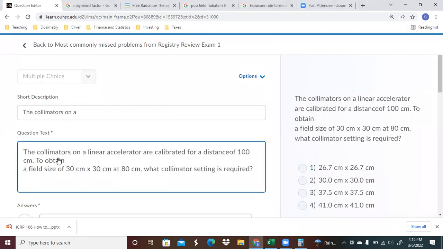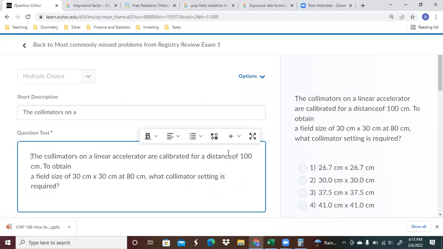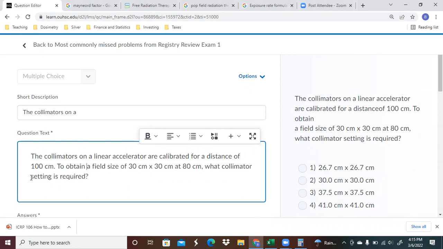All right. Collimators on a linear accelerator are calibrated for a distance of 100 cm. So in other words, whenever we have a collimator setting at 100 cm, that's what we're going to end up seeing. So to obtain a field size of 30 by 30 at 80, what collimator setting is required? In other words, what am I going to tell the system? Again, this is a question of geometry.